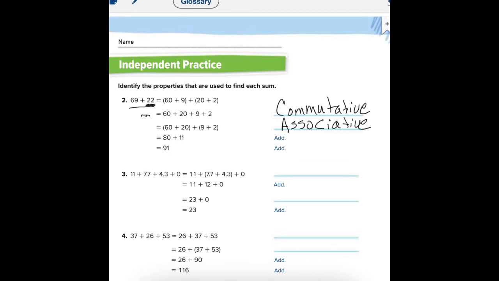Then they just added them together. 60 plus 20 is 80, and 9 plus 2 is 11. Add them together is 91.